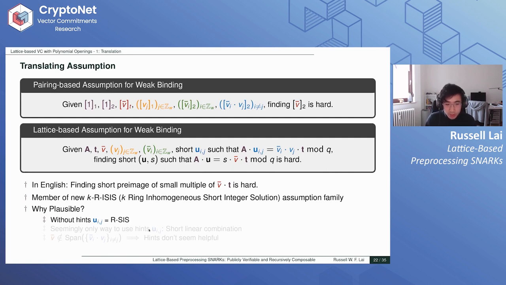Therefore, the way to break this assumption is to somehow use these hint vectors u_ij. And seemingly the only way to use these hints is to perform a short linear combination of these hint vectors. However, by construction, we notice that the target monomial v bar is not in the linear span of these images in the hint, and therefore the hints don't seem to be very useful.